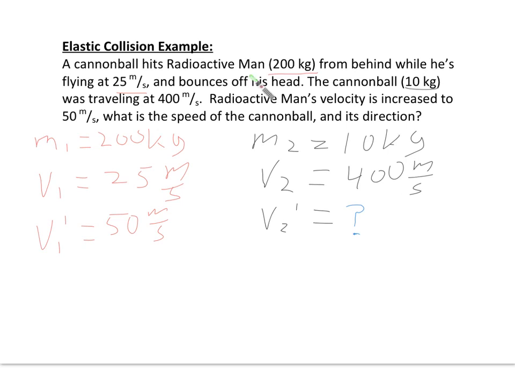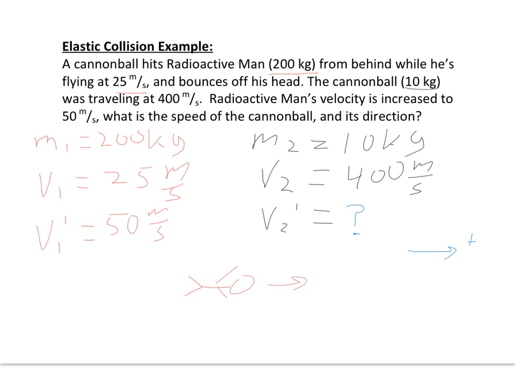Okay, it says right here, radioactive man is hit from behind. If we look at the speeds, radioactive man 25, cannonball 400, that would seem to indicate that both radioactive man and the cannonball are moving in the same direction to begin with, right? So a quick little sketch can really save us a lot of time. I'm going to stay with positive to the right here, and we've got radioactive man, and he's going along this way.